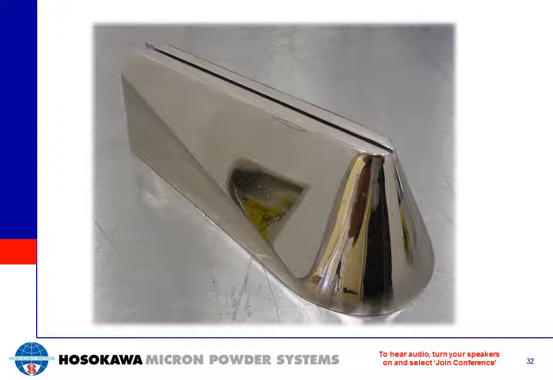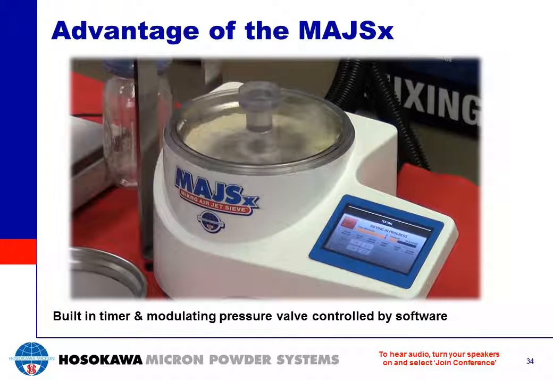This is a close-up picture of the air wand. And here where the red line is, is where the air comes out and disperses the material. The advantage with the MAJSX is that it is designed with a built-in sieving timer and modulating pressure valve, both of which are controlled and measured by software that was uniquely designed for the MAJSX.